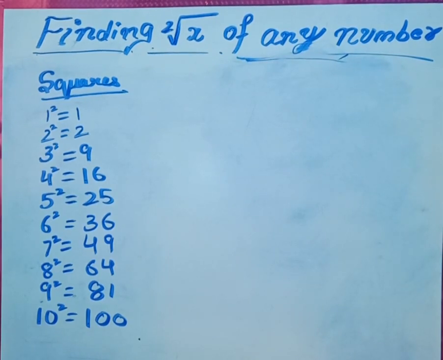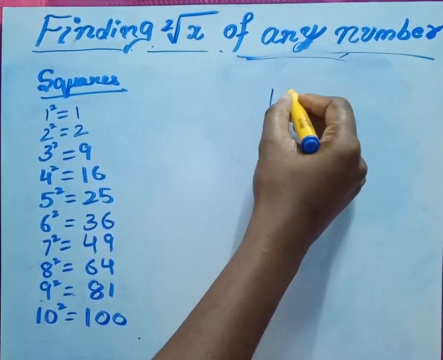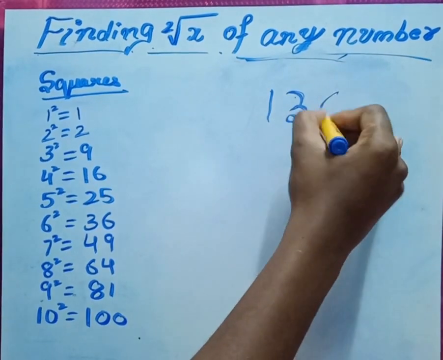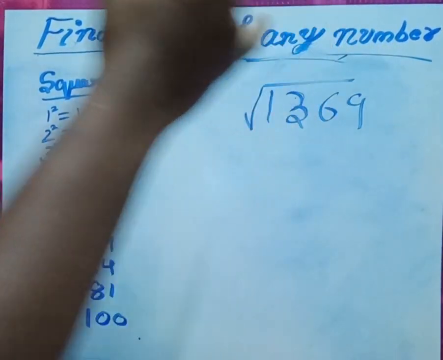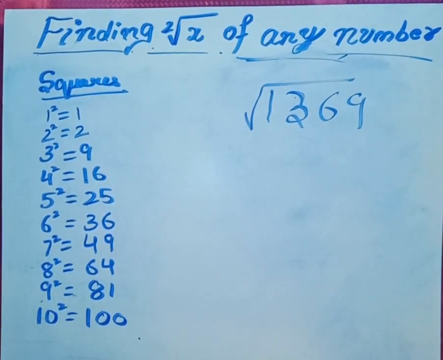I will teach you this with an example, or we will do a couple of examples so that you can understand better. Let me take an example like 1369. If you want to find the square root of 1369, how can you solve this in a faster way?